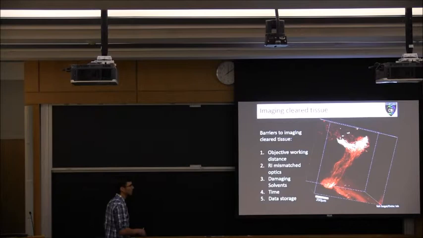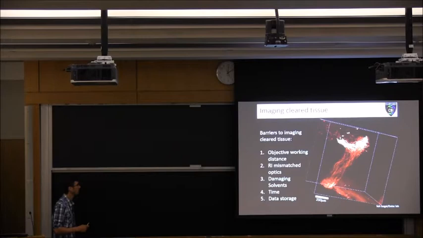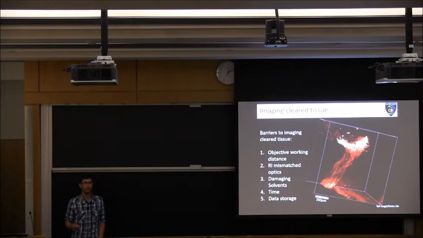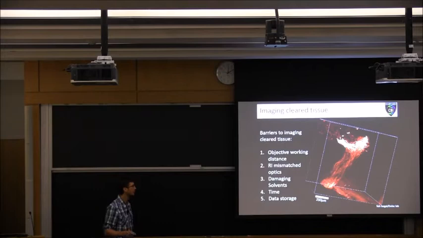Even our really low resolution objectives, let's say like a 20x air objective, might only do half a millimeter, okay? So there's definitely a big restriction here in the working distance of our objectives, how far they're designed to image into the sample. The other problem is these objectives are usually not designed to a specific refractive index, and that does not often equate to the clearing solutions that we're using for these samples. They have different refractive indices that don't match well to what our objectives up until now have been designed for.